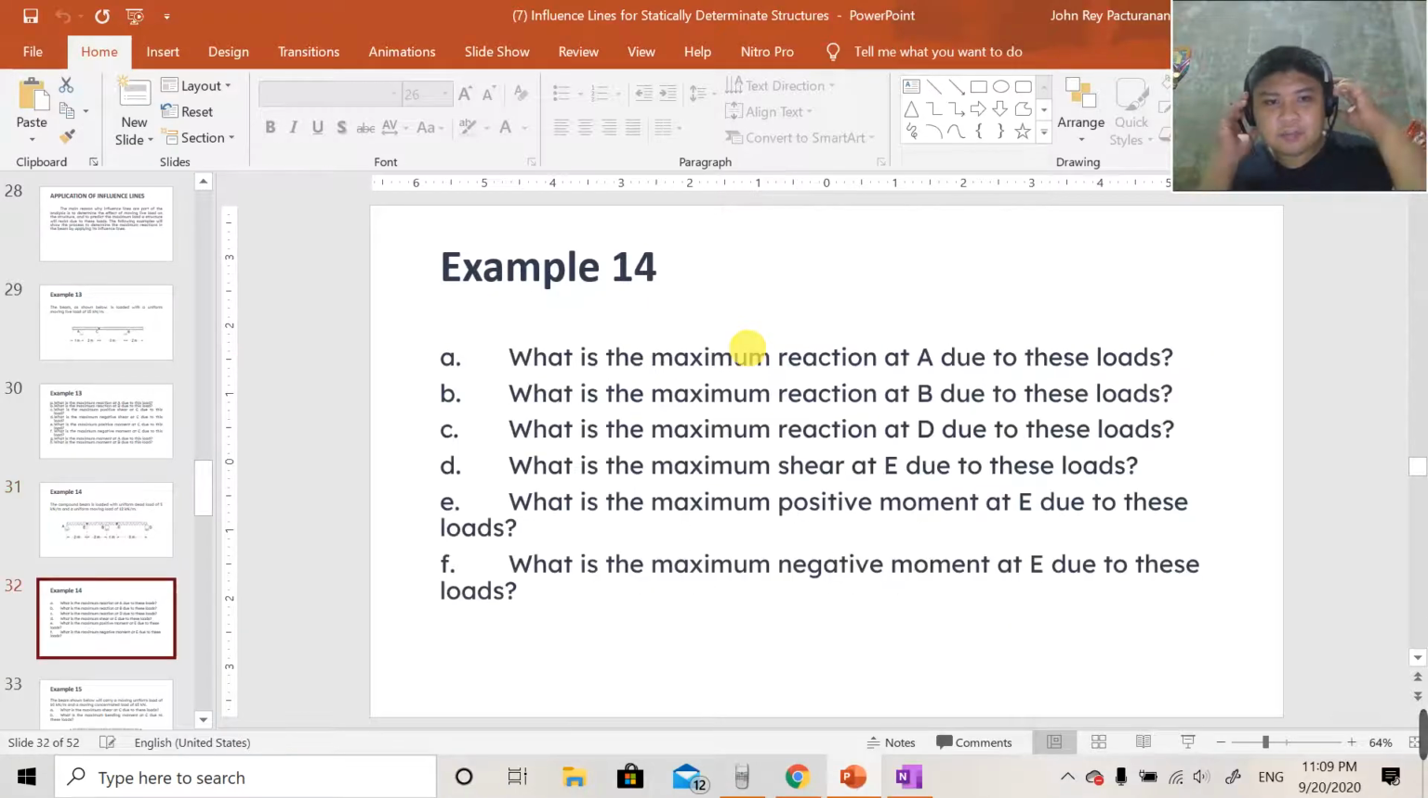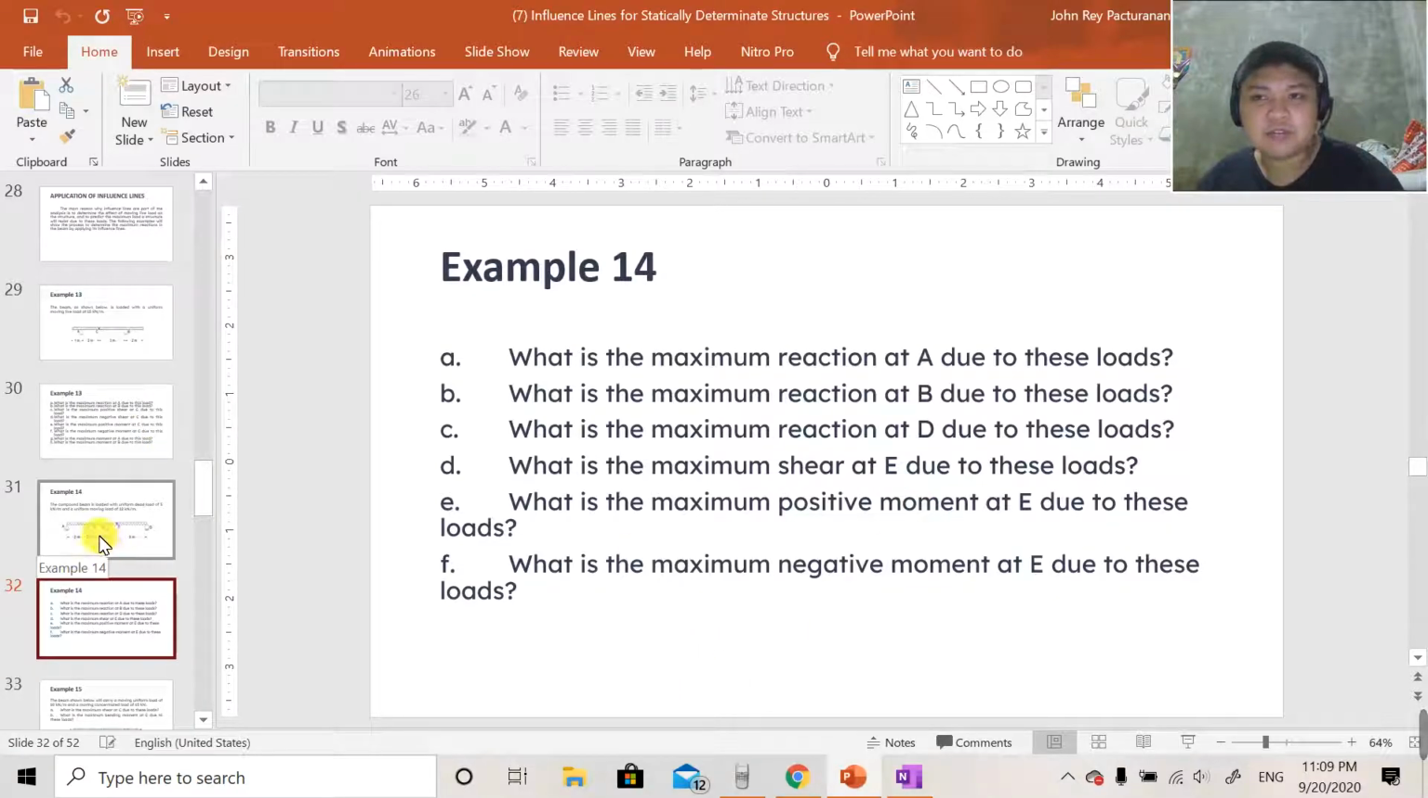So yung question number A or letter A, I'm sorry, is what is the maximum reaction at E due to this load? Yung question B, what is the maximum reaction at B due to this load? Yung pangatlo naman, what is the maximum reaction at D due to this load? Letter D, what is the maximum shear at E due to this load? Yung letter E, what is the maximum positive moment at E due to this load? And yung panghuli, what is the maximum negative moment at E due to these loads?